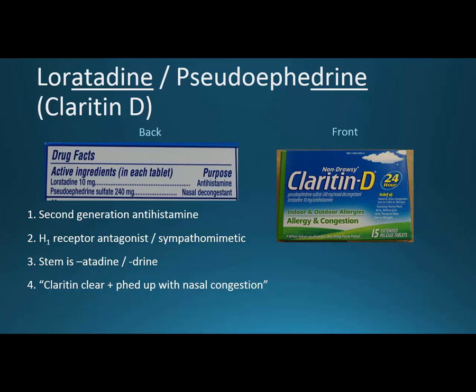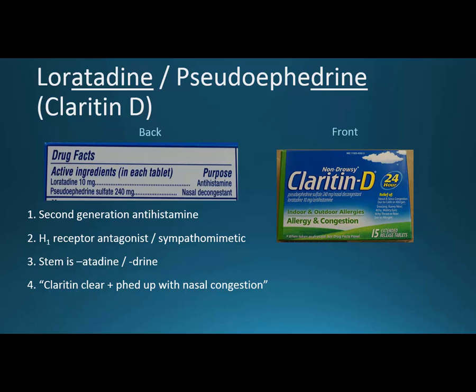So we've combined a second generation antihistamine, an H1 receptor antagonist, with a sympathomimetic. Well, what does that word mean? Well, the sympathetic nervous system is the fight or flight system. And the mime, M-I-M-E, is to mimic or to do the same thing as. So a sympathomimetic does the same thing as the sympathetic nervous system. And in this case, it's going to decongest because it's just how it works.